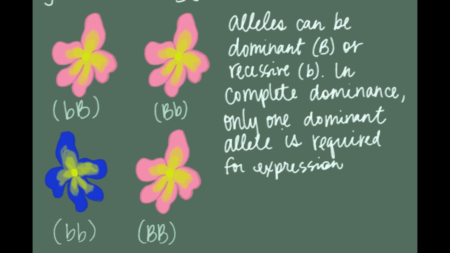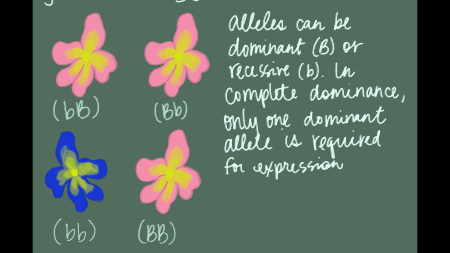And dominant alleles can have either complete or incomplete dominance. In complete dominance, you will see that only one copy of that dominant allele is required for gene expression. For example, in these example flowers, we have a capital B and a lowercase b. The dominant allele codes for pink petals, while the recessive codes for blue. We can see that both heterozygous flowers and the homozygous dominant flower are pink, with the homozygous recessive flower having blue petals.